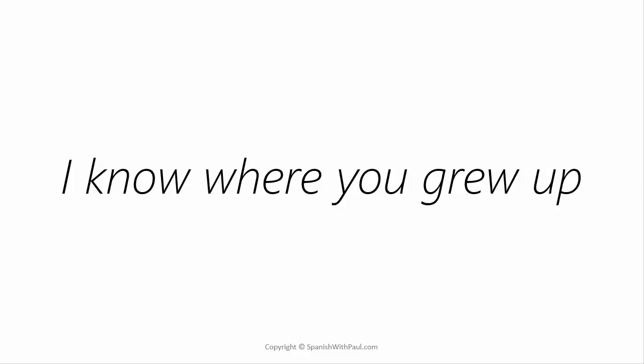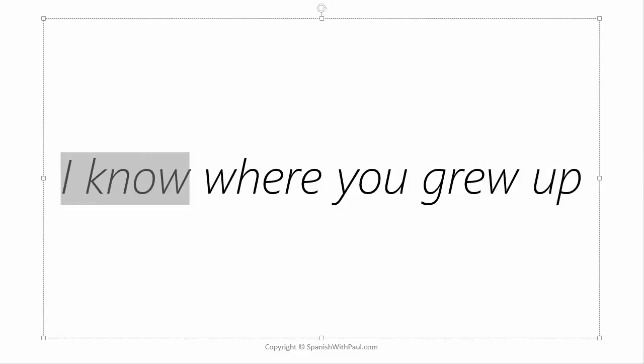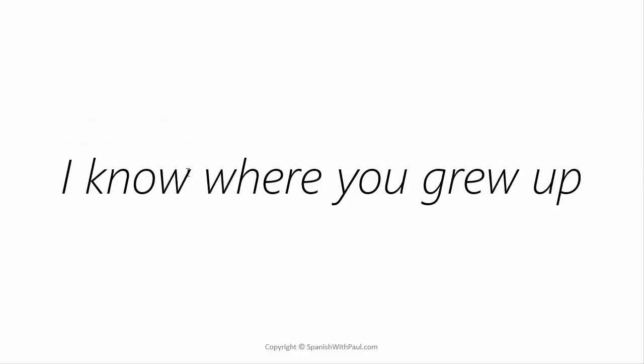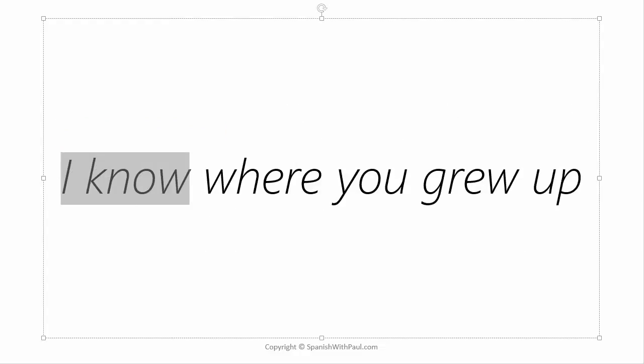If, on the other hand, I used conocer here, so in the first person that would be conozco, what I'm now saying is that I'm familiar with the place, meaning that I was there. I was there in person. So I hope you can see how both were grammatically correct to use, but the meaning changed. Because with saber, I'm saying that I know this piece of information about you, this fact, and that's it. Whereas with conozco, using conocer, I'm saying that I'm familiar with the place, meaning that I was there. I know what it's like there because I was actually there myself.